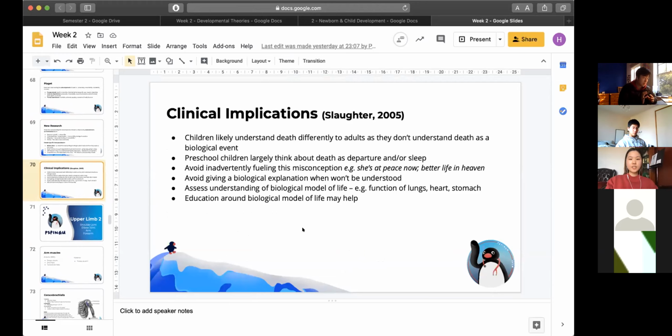So the clinical implications of this is that we want to avoid inadvertently fueling this misconception. You don't want to say, oh yeah, she's just gone to sleep, she's at peace now, blah, blah, blah. You want to avoid keeping this going. But you also want to avoid giving a biological explanation when you know that it won't be understood.